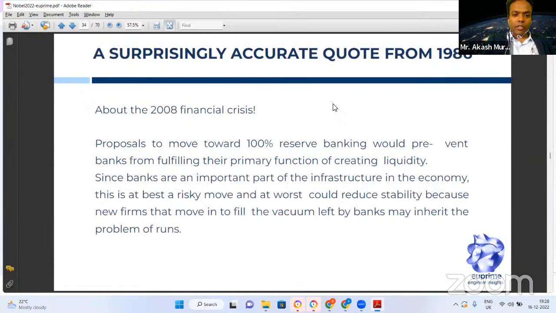Now, there was one proposal. The entire banking system works in a fractional reserve way, wherein you don't lend out all the money, you keep some deposit. There was a proposal saying that we should get back to 100% reserve banking, which will create more problems than the solutions that we can think of.